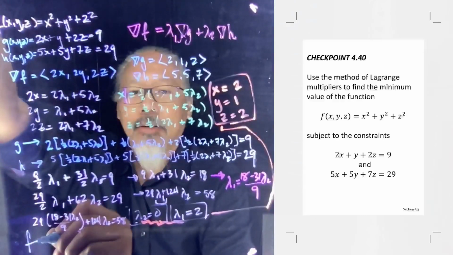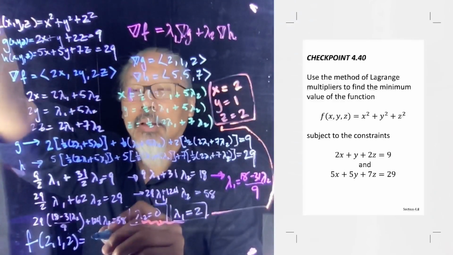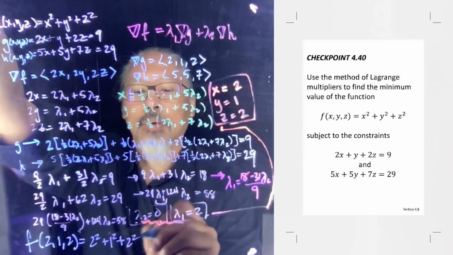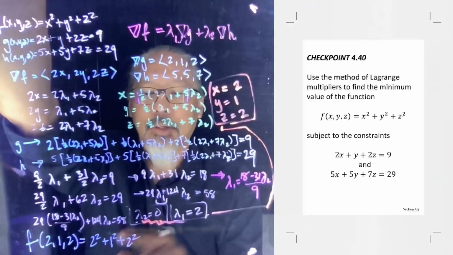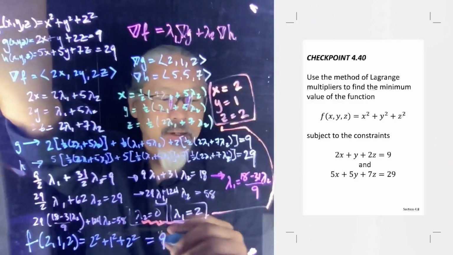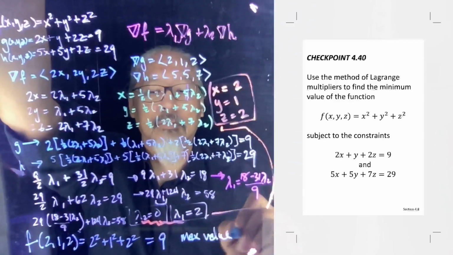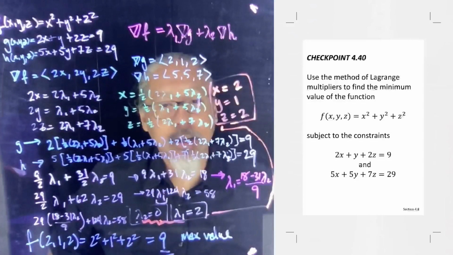So we have f of 2, 1, 2, and that would be 2 squared plus 1 squared plus 2 squared, so that's 4 and 4, that's 8, plus 1 is 9, and that is your minimum value. Okay, all right, I hope that helps.